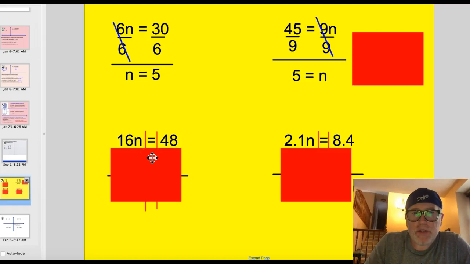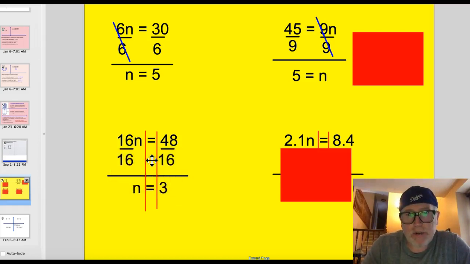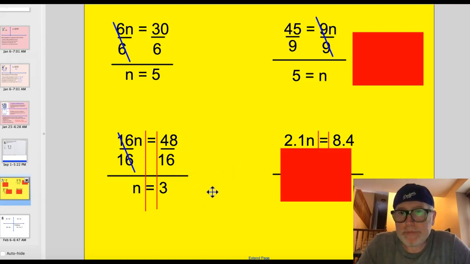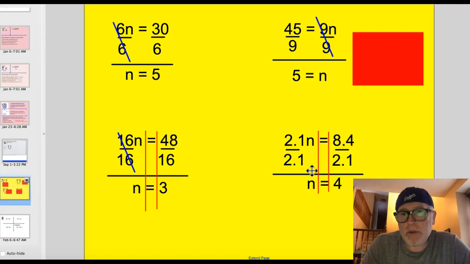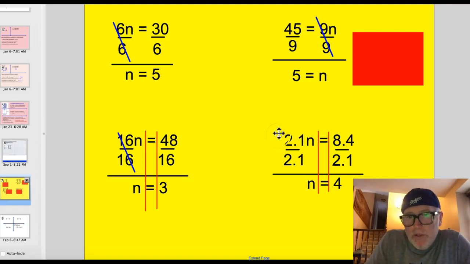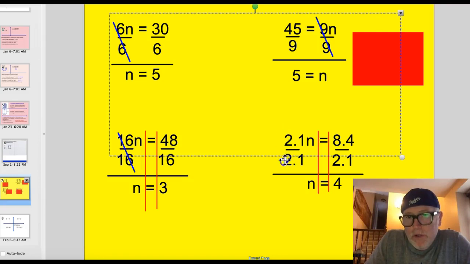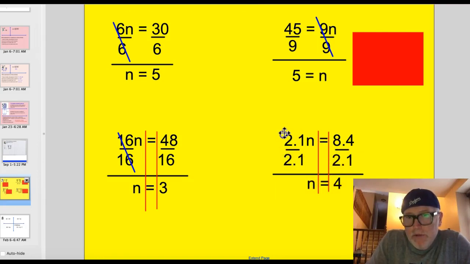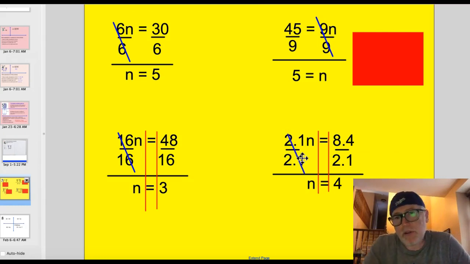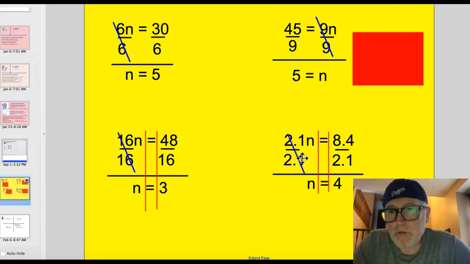This one over here, 16n equals 48. I decided to put the railroad tracks in because I know some of you have been doing that, and that's fine. Divide both sides by 16. 16's cross off, n equals 3. Try this one. First decimal, but you can use a calculator. Okay. Got to divide both sides by 2.1. Again, that's what you have to do to get n by itself. You end up with n equals 4.